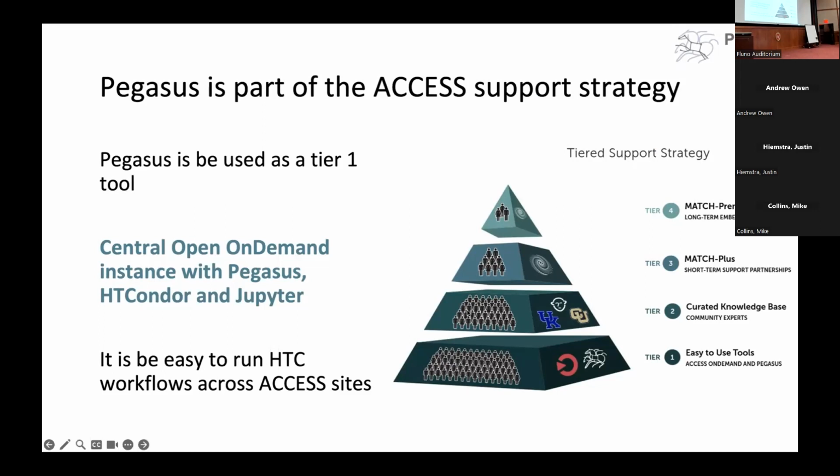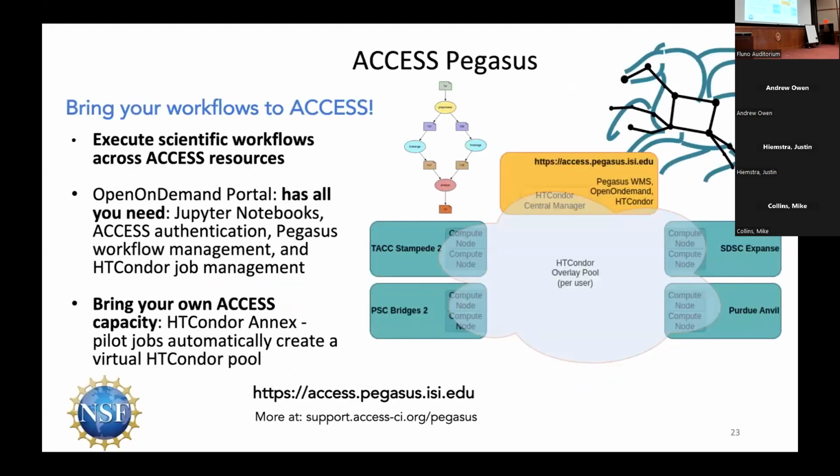So in the support pyramid, we are tier 1, where the idea is like new users can go to the Access website and get started with workflows themselves, or they can also request help as part of Match Plus or Match Premier. So this Access Pegasus node, which has been set up, it allows users to run workflows across Access resources. There's an Open on Demand portal setup that has everything you need with Jupyter notebooks, Access authentication, Pegasus workflow management, and Condor for job management.